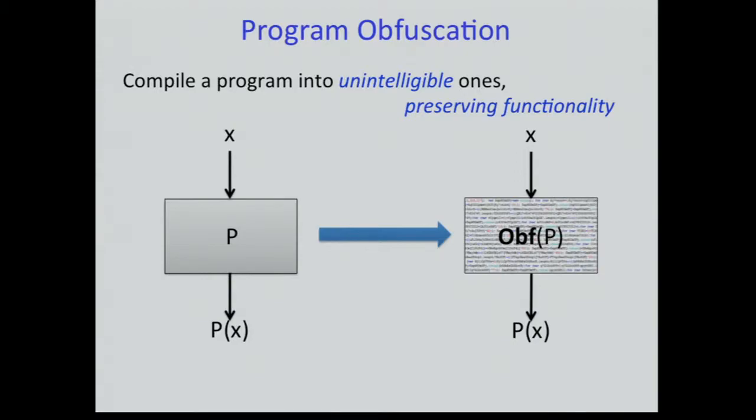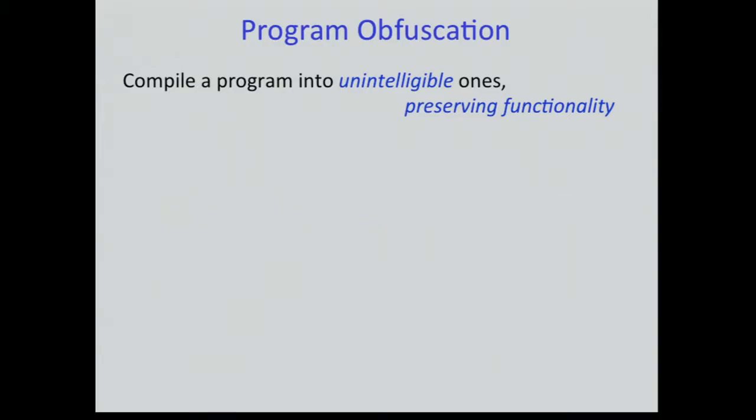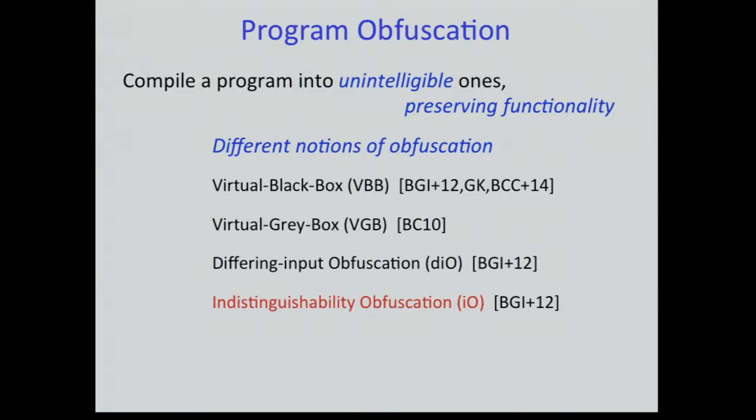The goal of obfuscation in general is just to compile a program in the clear into an unintelligible one while preserving functionality, which is a very good goal. Surrounding what unintelligible means, there are many different notions, from the strongest, virtual black box, to the weakest, indistinguishability obfuscation, and in between there's VGB and then DIO, and I'll just talk about IO, or only public coin DIO. And right now IO still seems to be the right notion to work with because it's weak, there's no impossibility, we have candidates for it, there's active research on it, and yet it's extremely powerful.